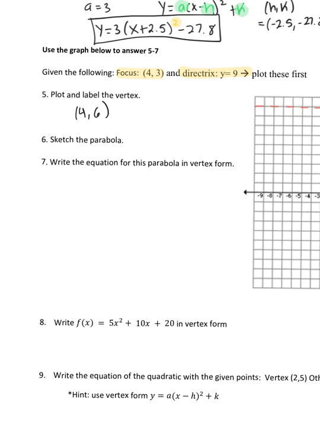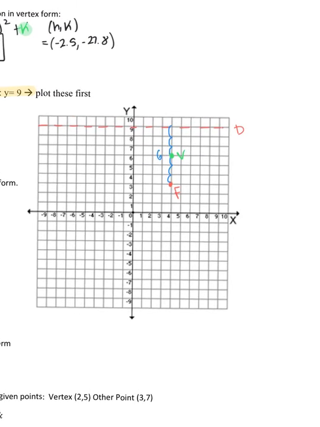I'm going to sketch the parabola. So remember that in order to do that, you need to have a p-value. Since I am 3 units in between the vertex and the directrix, or the vertex and the focus, the p-value is 3. Since the focus is below the vertex, that means that my graph is going to be opening downwards, which gives me a negative p-value.